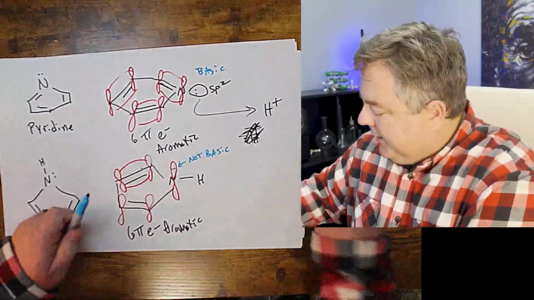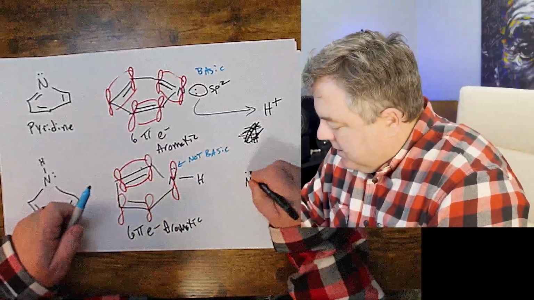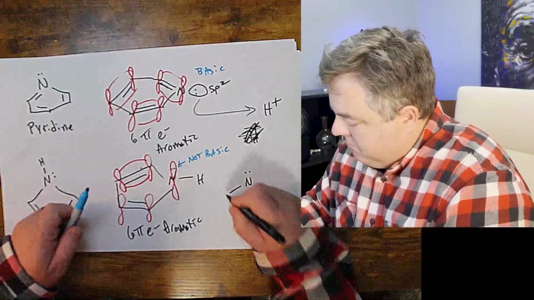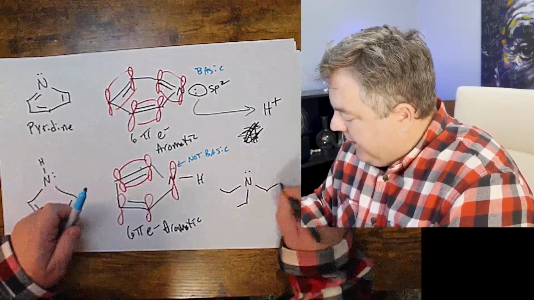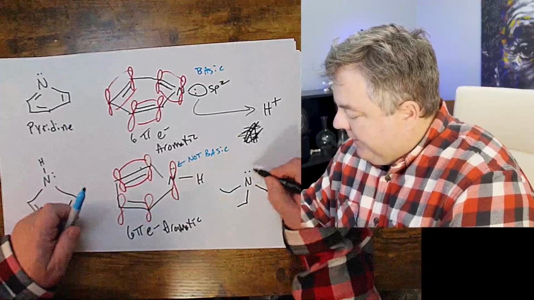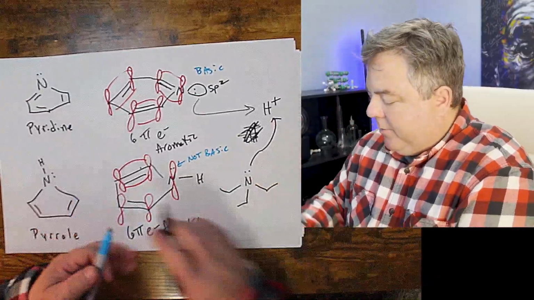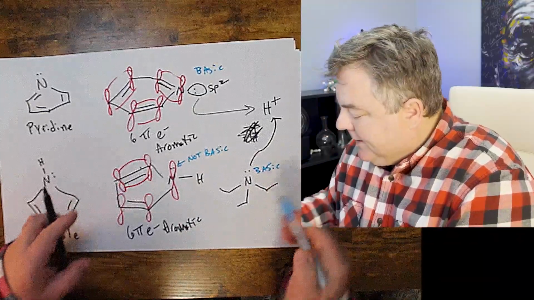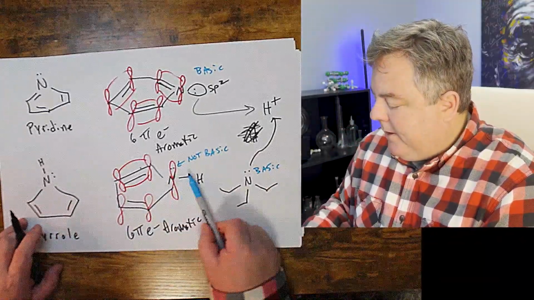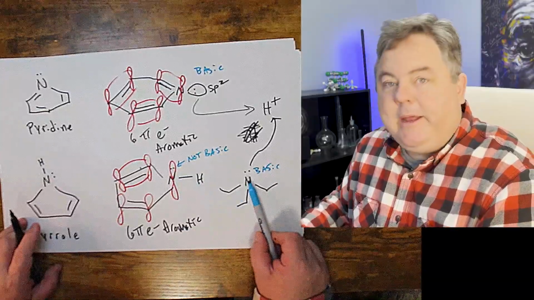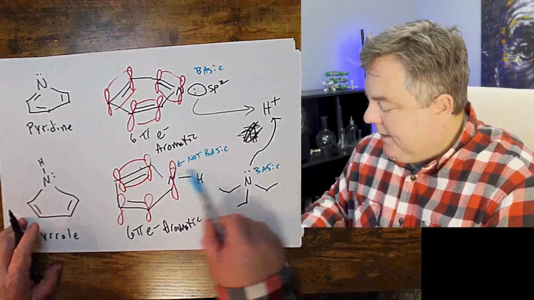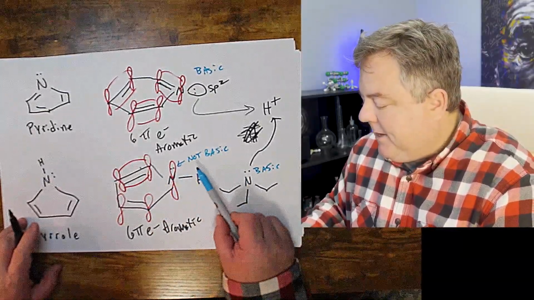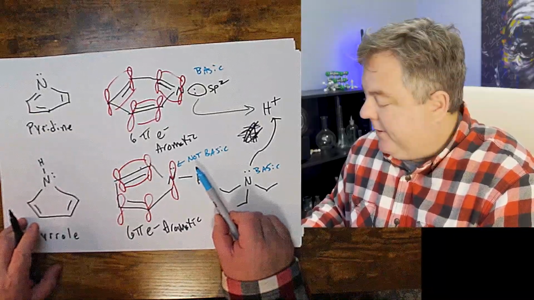So nitrogen rings, nitrogen amines, let's make triethylamine. If there's an acid, these electrons can go react. So most amines are basic. The only time they're not, or one of the times they're not, is when those electrons, instead of being available to go react with your acid, are involved with the pi system, then they're not going to be basic.